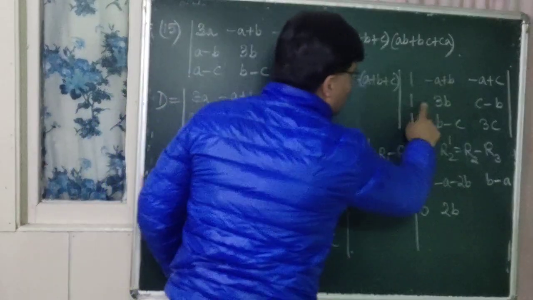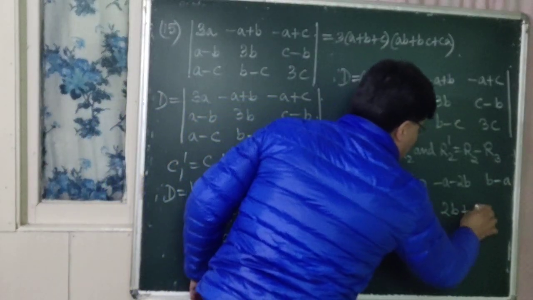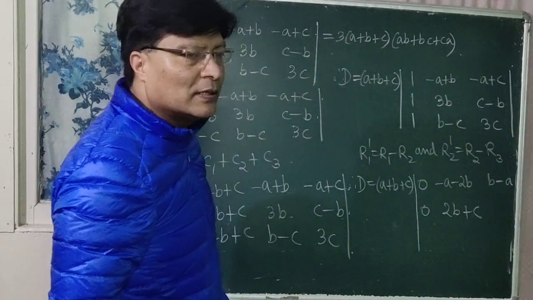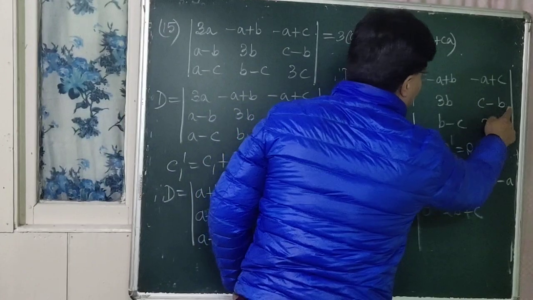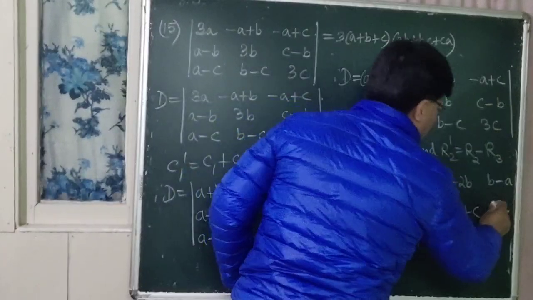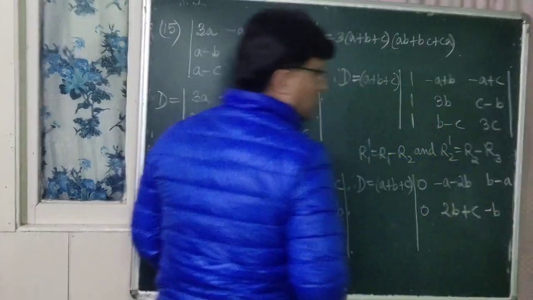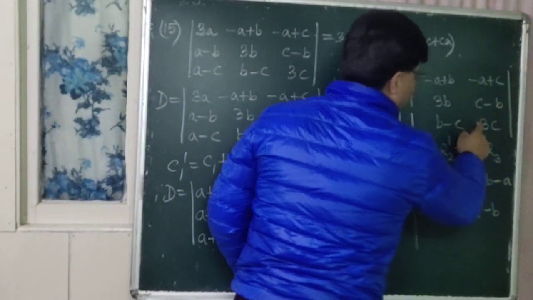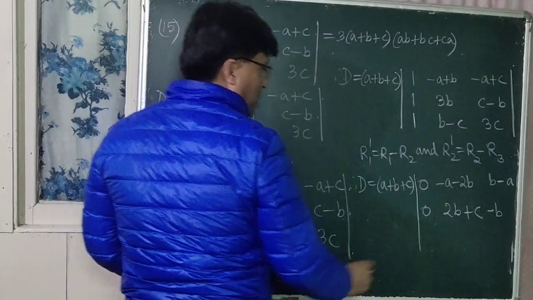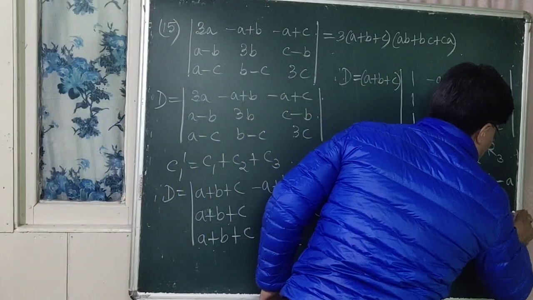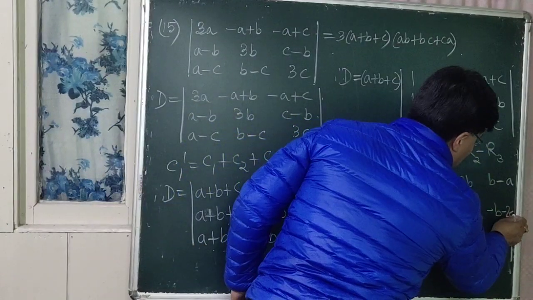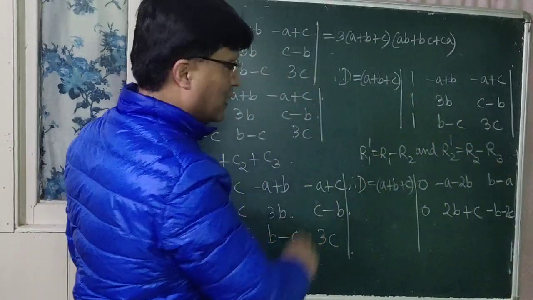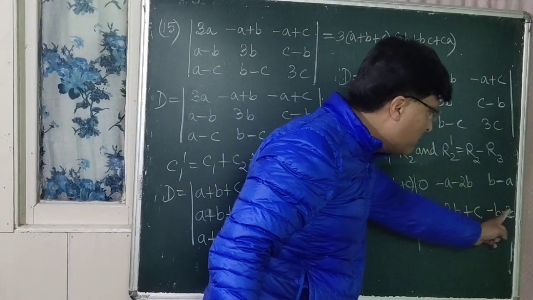Minus into minus gives a plus C. Or this minus this. How much is it? C minus B minus 3C. You write minus B first. This is the third element of the third row. This is minus B. And what is C minus 3C? This is minus 2C. Is that clear? That is your minus B minus 2C.